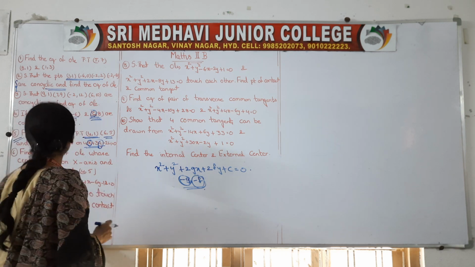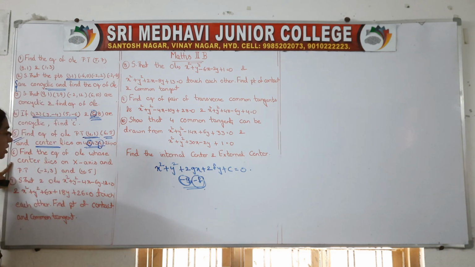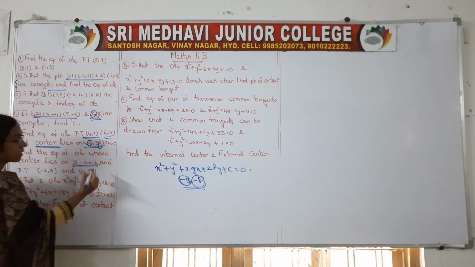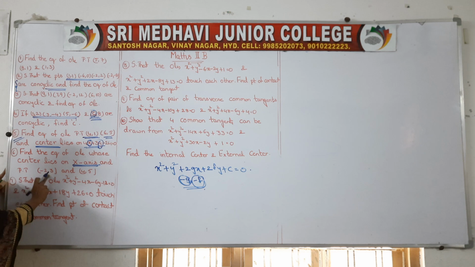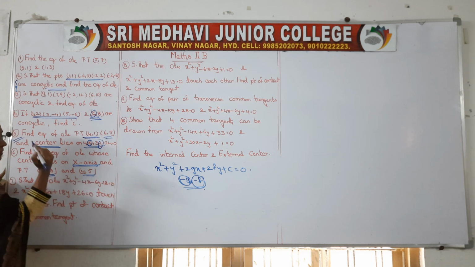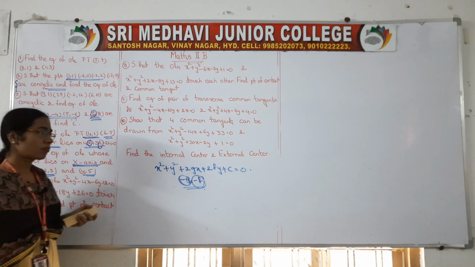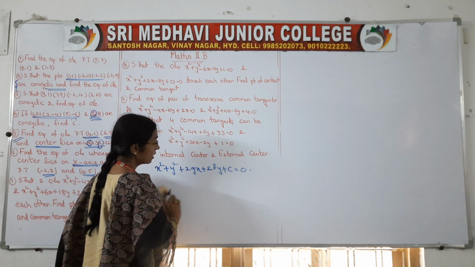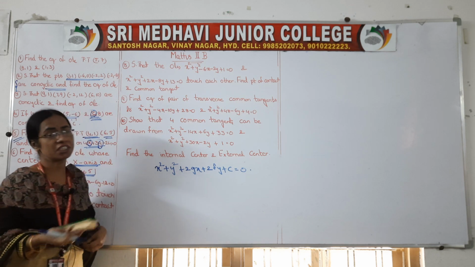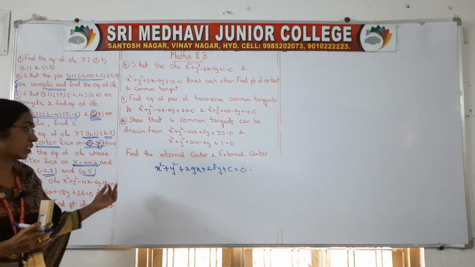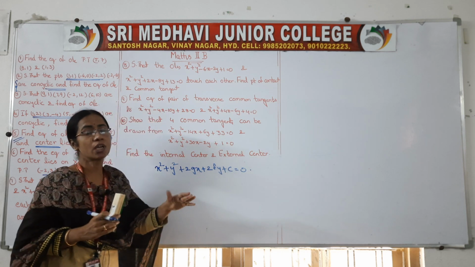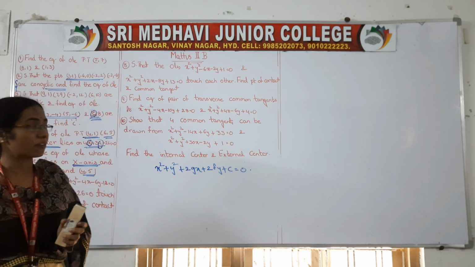Okay, so next come to the sixth question. What is the sixth question? Find the equation of the circle whose center lies on x-axis, and passes through 2 points. Okay, so same thing. First thing is, if we have to find a circle, then we will take the equation as a general circle equation. Let x square plus y square plus 2gx plus 2fy plus c is equal to 0 is the general circle equation.